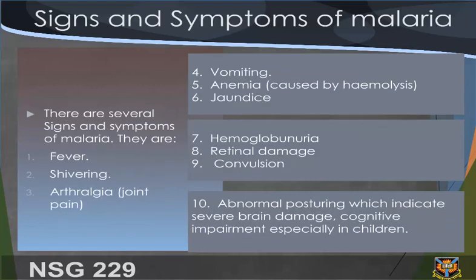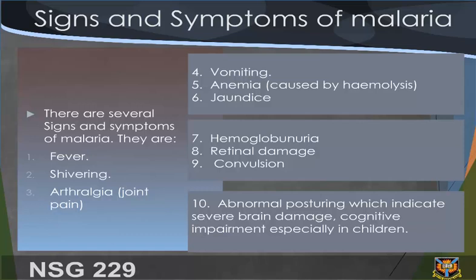Signs and symptoms of malaria. There are several signs and symptoms of malaria. They are: 1. Fever. 2. Shivering. 3. Arthralgia, joint pain. 4. Vomiting. 5. Anemia, caused by hemolysis. 6. Jaundice.